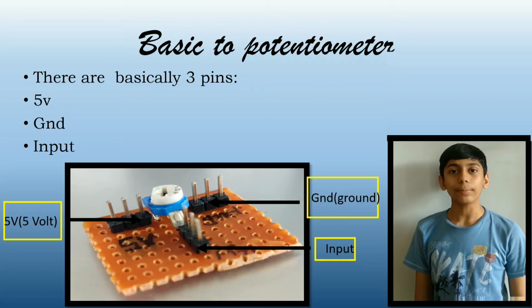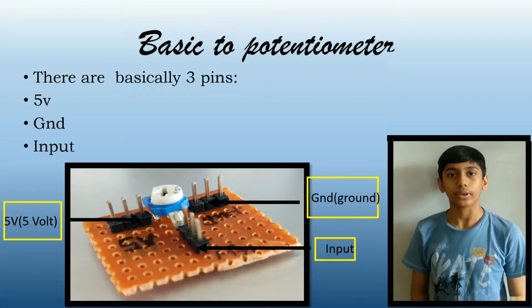There are basically 3 pins in potentiometer. First is 5 volt, second is ground and third is the input.